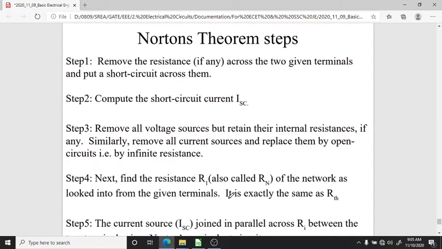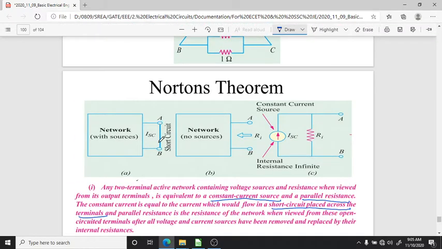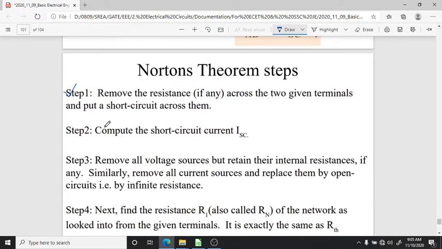Now, Norton's theorem steps. How can we do the calculations using Norton's theorem? First step: remove the resistance across the two given terminals and put a short circuit across them. Suppose you want to calculate the current through a resistance by applying Norton's theorem between A and B; remove whatever resistance is across the terminals, put a short circuit, and compute the short circuit current. Compute means calculate.